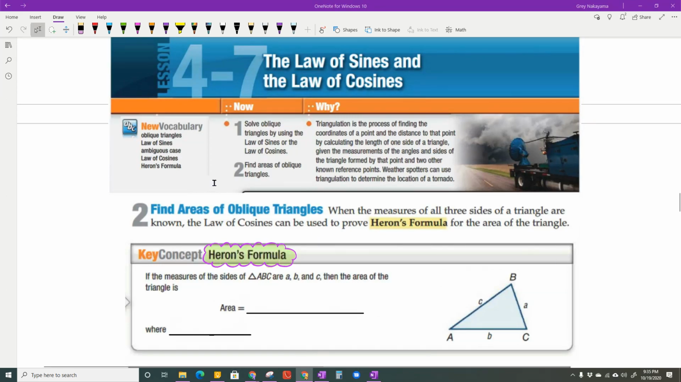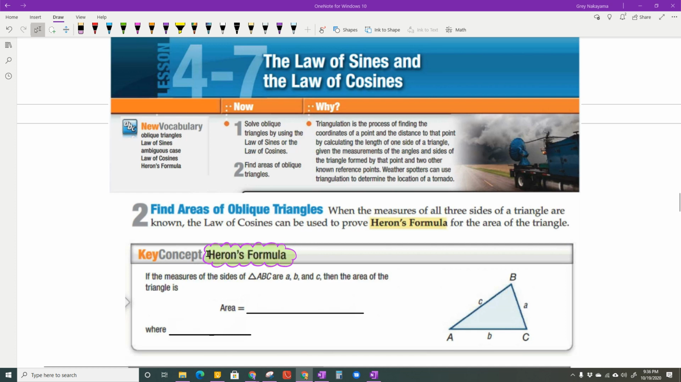Okay, this video is 4.7b, which is the second part of the law of sines and cosines. But we're just going to do the areas of oblique triangles. An oblique triangle, y'all, is just any triangle that is not a right triangle. So it could be acute or it could be obtuse, but it's not a right triangle.